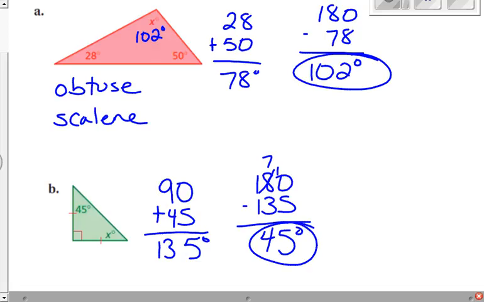Now when we classify it, we have a 45 degree angle, another 45 degree angle, which we just found, and our 90 degree angle. So our 90 degree angle means it's going to be a right triangle. And we have two angles that are the same, so that means two sides are the same, so that's going to be isosceles.